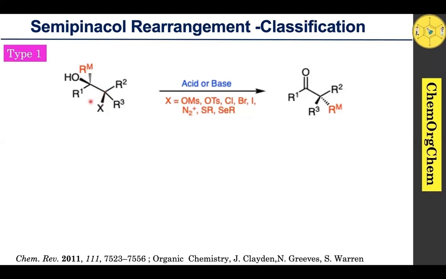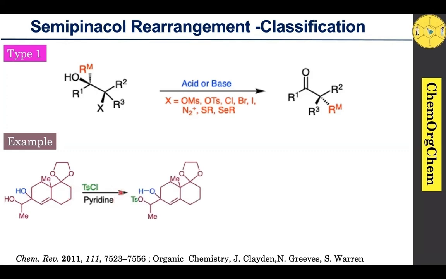The 1,2 migration is triggered by the loss of this particular leaving group under either basic or acidic conditions. Let's explore with an example. This vicinal diol has one tertiary alcohol unit as well as a secondary alcohol unit. According to our semipinacol rearrangement, one of the migratory groups should migrate from the tertiary center to the secondary center. That means a reverse 1,2 migration. So how can we make it possible? We have some techniques. Now look at them one by one.